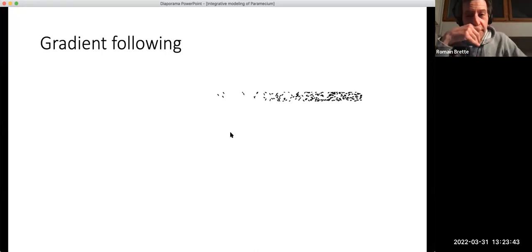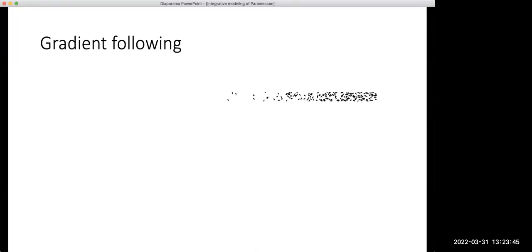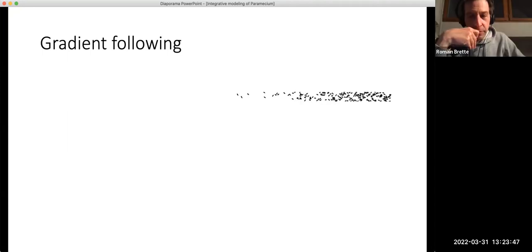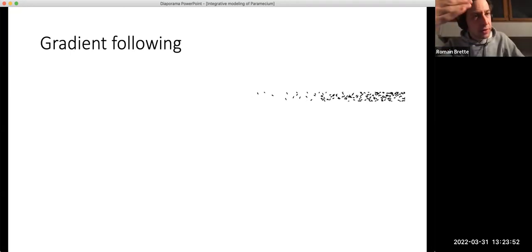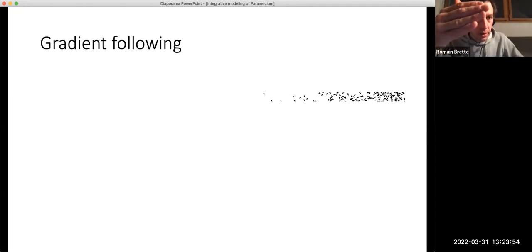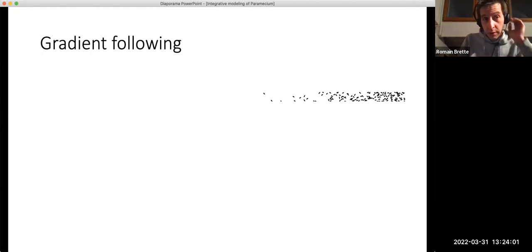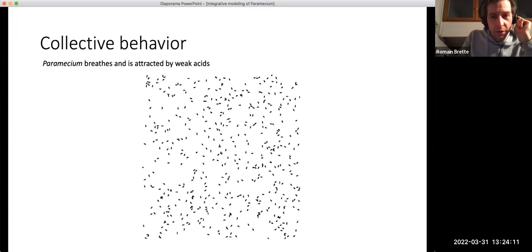Now you can do this again, change the stimulus. So the next thing I'm going to show you is the same thing. The paramecium are in an environment where there's nothing in the environment except that they breathe. And so they breathe, they produce CO2. And the CO2 makes the fluid acid, and they like acidity. So what I'm going to add here is just the production of CO2 by cells and diffusion of CO2.